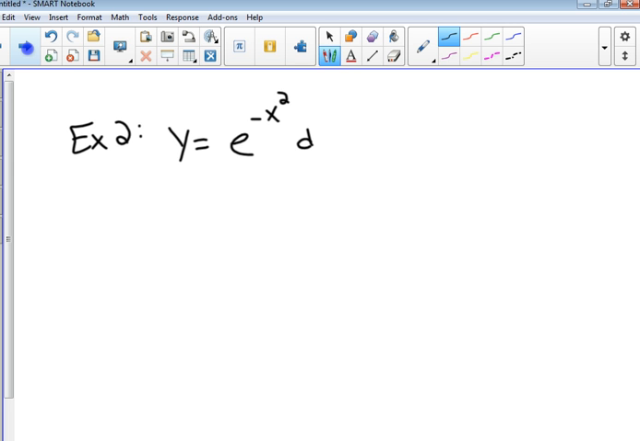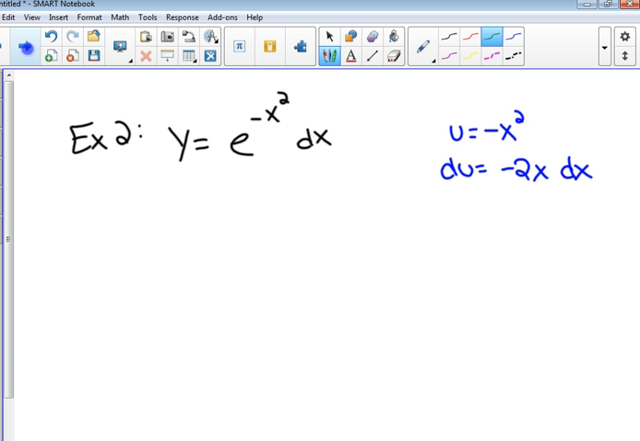So again, we don't have just a nice e to the x. We can't make it itself, but we have to use our u's. So u would equal negative x squared. du is going to be negative 2x. Good, and make sure you guys write your dx.